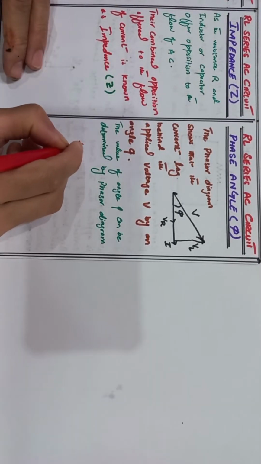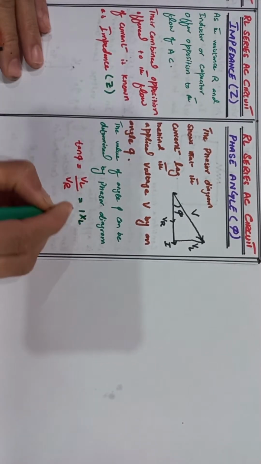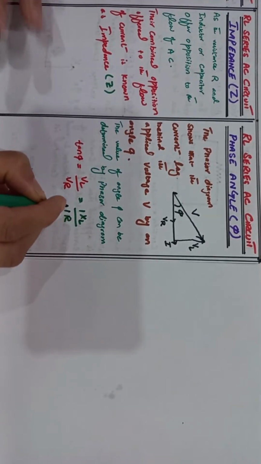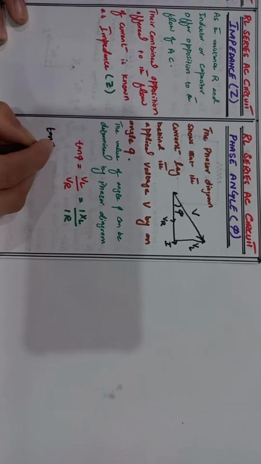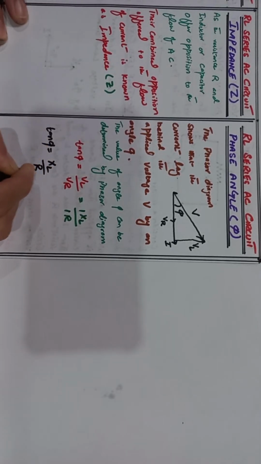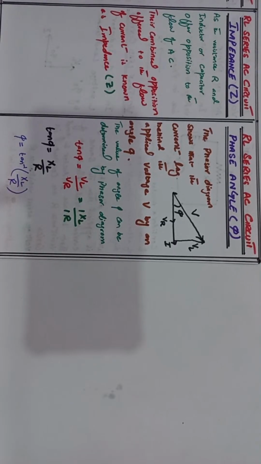In the phasor diagram, the angle phi can be found by tan phi is equal to VL over VR, and we know that VL is equal to I XL and VR is equal to I R. So tan phi is equal to XL over R. This is the formula we can use to find the phase angle if we know the inductive reactance and resistance R. So this is all about the phase angle.